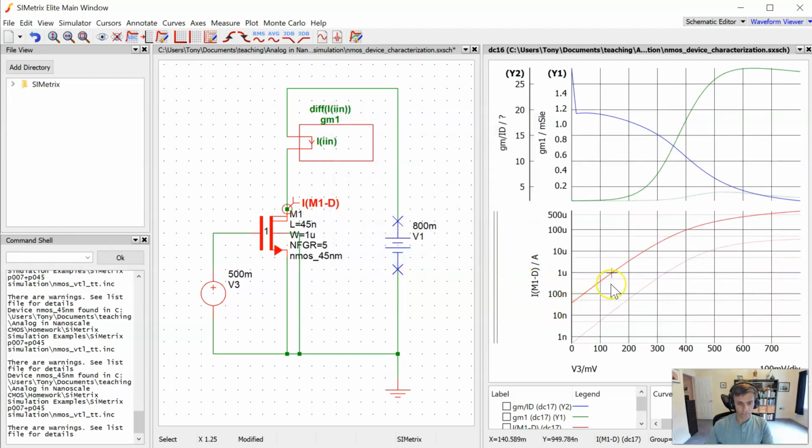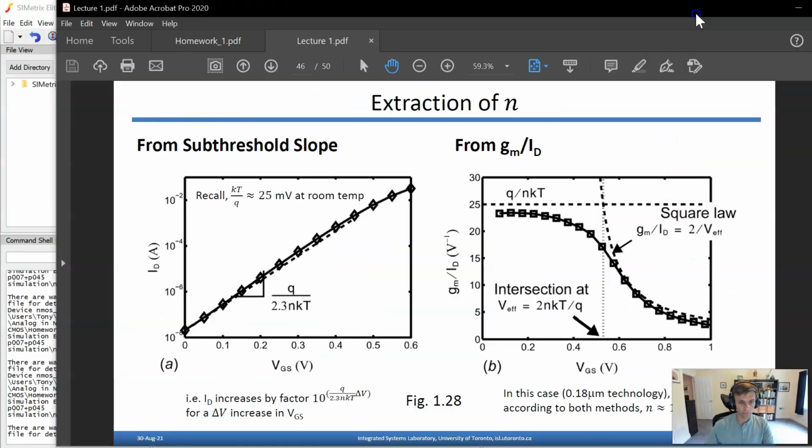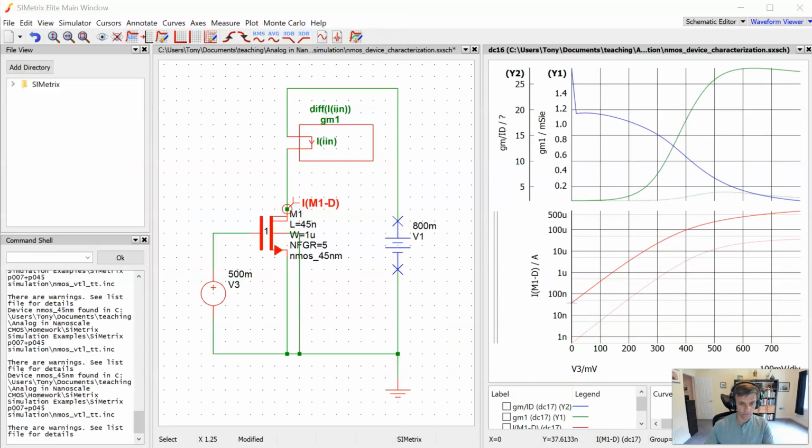And when we do so, we see this part of the curve here is a straight line on a semi-log plot. That's what we would expect in subthreshold, where we expect an exponential IV relationship. And if we look at the slope of this curve on a semi-log scale, we know that it can also be used to extract the subthreshold slope parameter N according to this relationship here. So specifically, we expect ID to increase by this factor for a delta V increase in VGS while we're in the subthreshold portion of the curve.